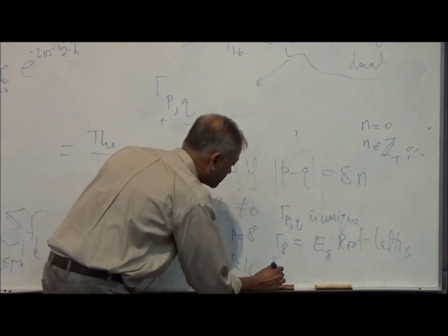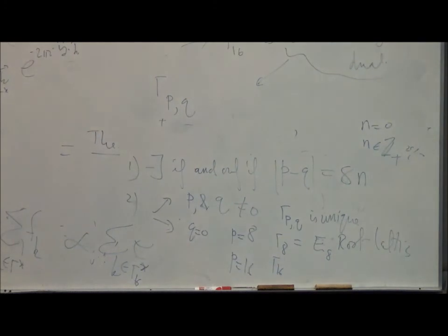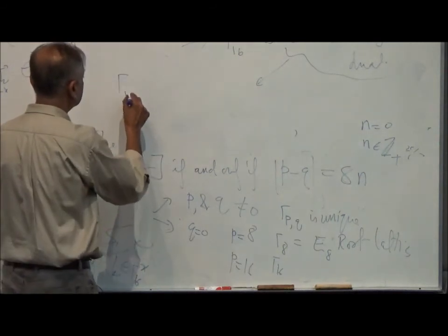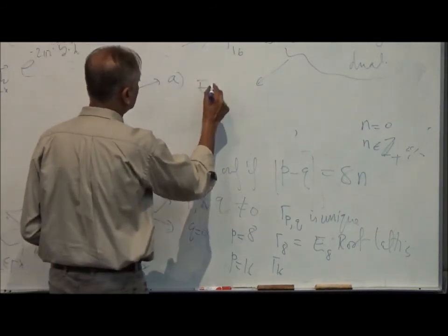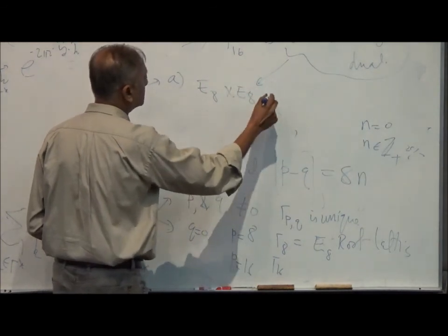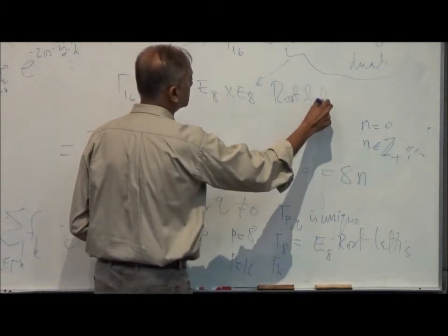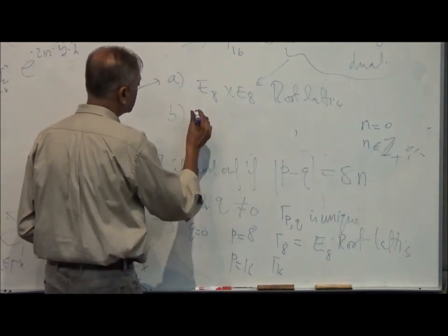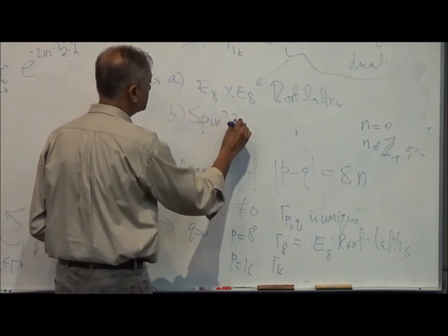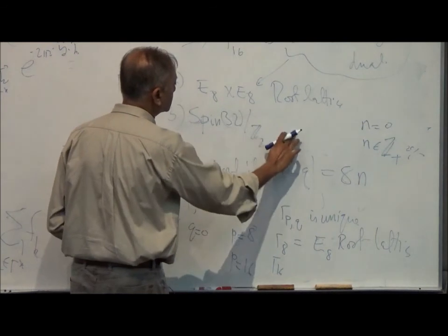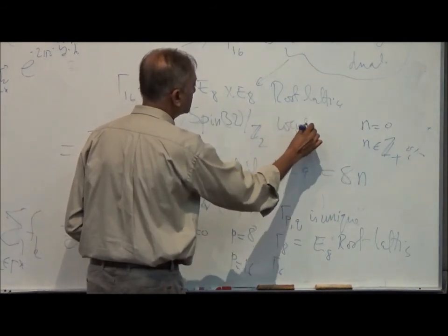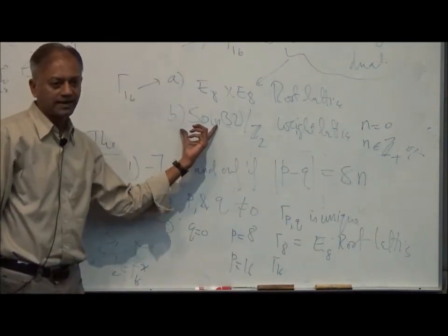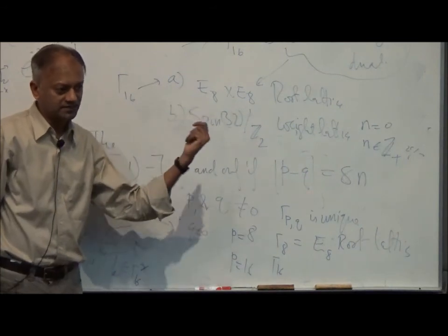And for gamma 16, there are exactly two lattices. So I should just write this here. For gamma 16, there are just two possibilities. A is the E8 cross E8 root lattice. And B, SO32, it's actually more precise to say the Spin(32)/Z2 weight lattice. What this basically means is that it is the SO32 root lattice to which you have also added a spinor plate.